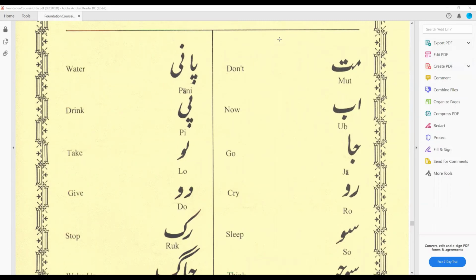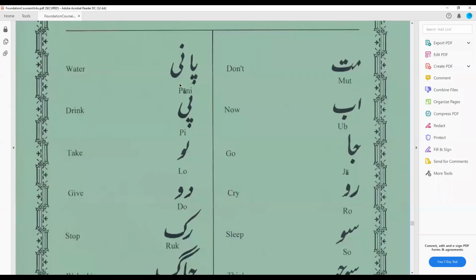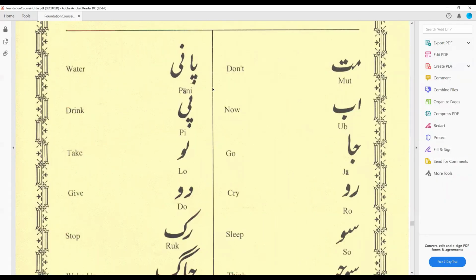Like, I'm sorry. मुझे पानी दो. If you use pani in a sentence, how will you use pani in your Urdu sentence? Like you will say, मुझे पानी दो. मुझे पानी पीना है. What is the meaning? मुझे पानी दो. Give me water.